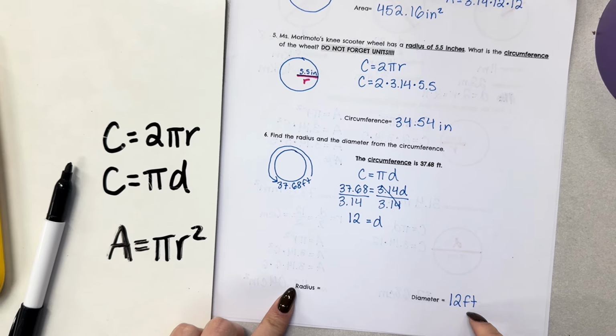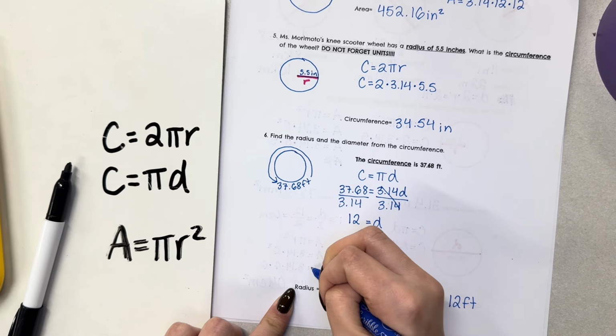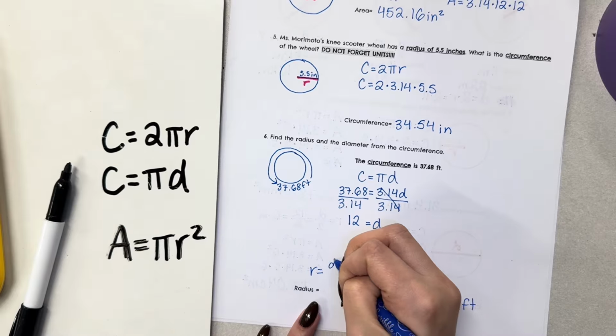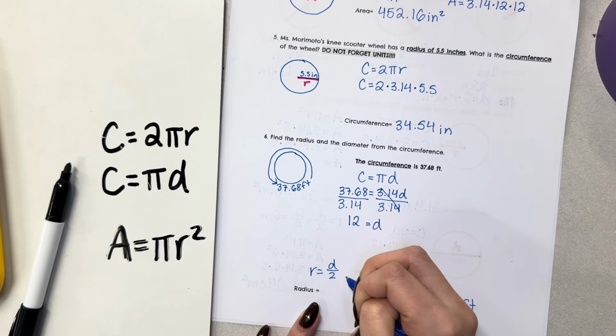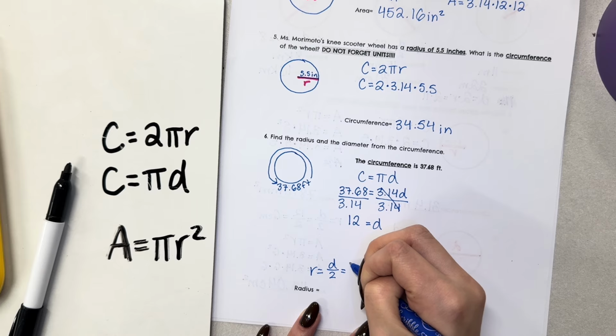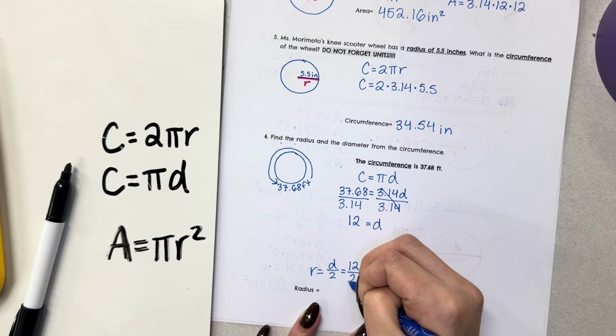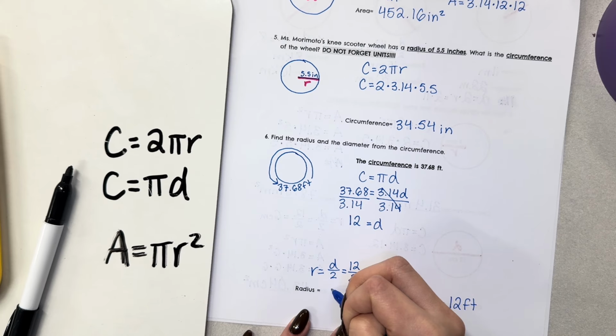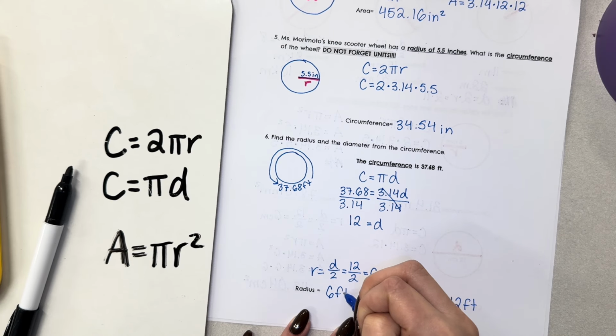How am I going to find my radius? The little equation we've been doing, many of you have done this in your head. Radius is my diameter divided by 2. My diameter here is 12. I'm going to divide that by 2, and I get the radius is 6. The radius is 6 feet.